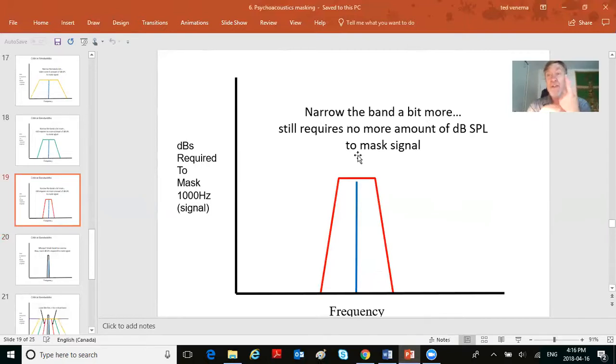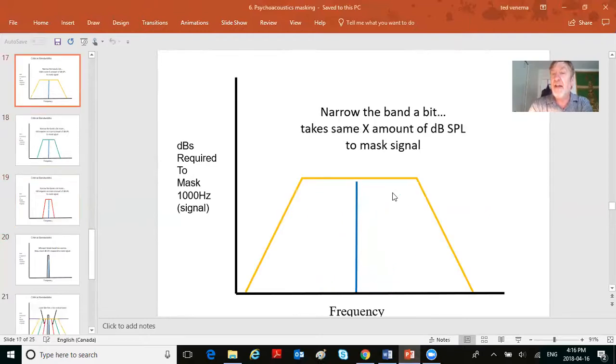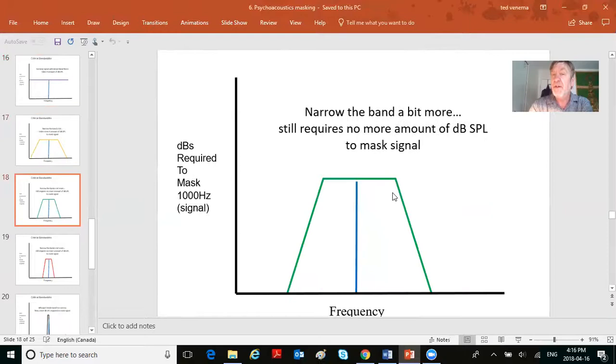Remember, I'm not masking the tone with another tone, otherwise I'd just need to make them identical, but you're masking the tone with a broadband noise. And the broadband noise, as long as it's slightly more intense than the signal, is going to do the trick. That's all just fine and dandy, going from here to here to here to here.